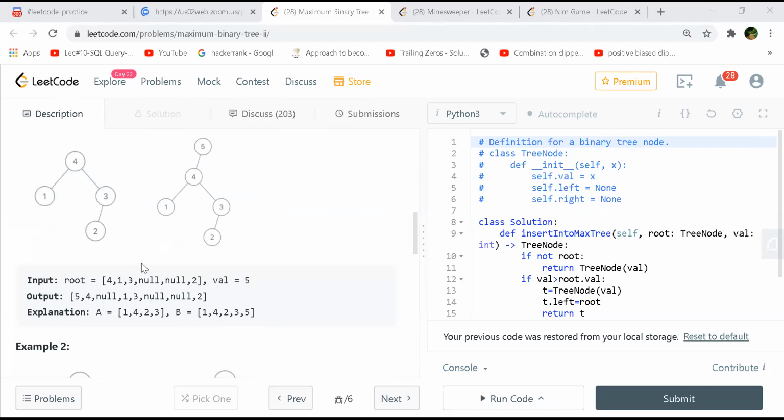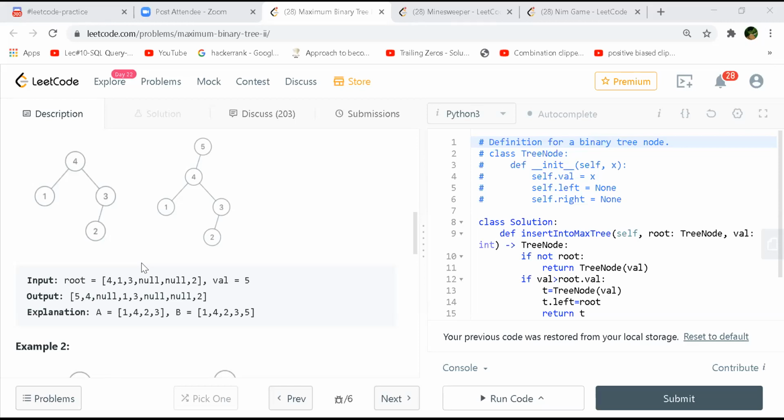Okay, so they are referring to some previous problem, right? Exactly. I think that is the Maximum Binary Tree one, correct? Exactly. In that, if we are given an array, we find the root whose value is largest, we take that value, and whatever is remaining on the left side will be in the left subtree, and whatever is remaining after the max value node will be in the right subtree, correct? Exactly.